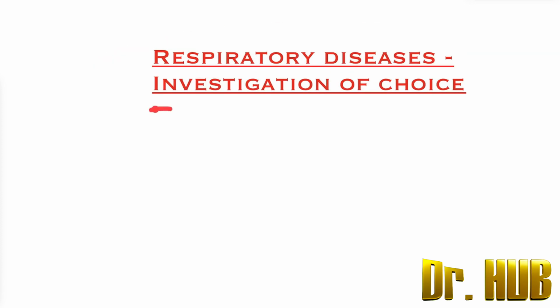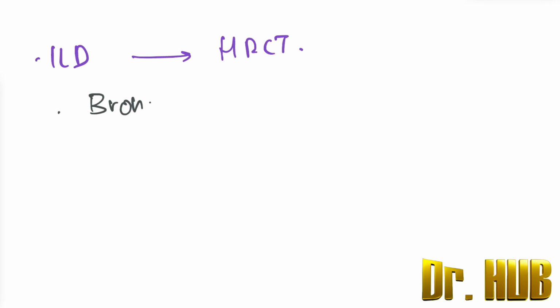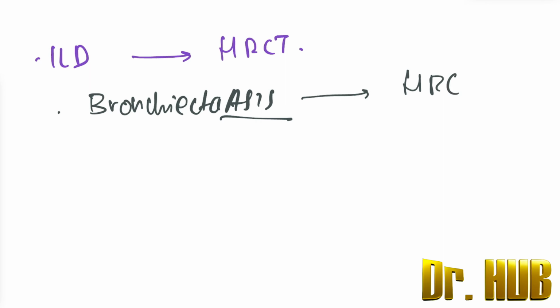Respiratory diseases, and you're looking at the IOC, that is the investigation of choice. So, in terms of the ILD, that is the interstitial lung diseases, the investigation of choice will be the HRCT. And when you look at bronchiectasis, here in bronchiectasis, it is again the HRCT which is done, that is the investigation of choice.